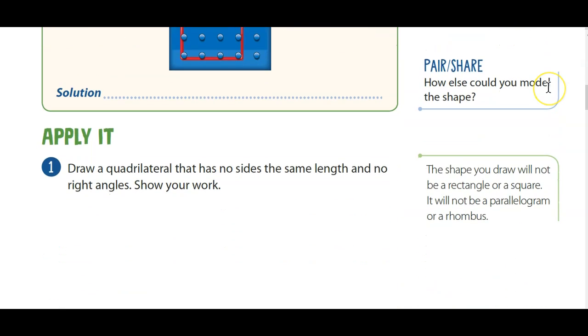Draw a quadrilateral that has no sides the same length and no right angles. So like this, like that, like that, and like that. Maybe a little. So you're basically drawing a shape with 4 sides, but the sides do not have to be the same. And no right angles. Show your work. You can do this on a separate piece of paper. Just pause the video.